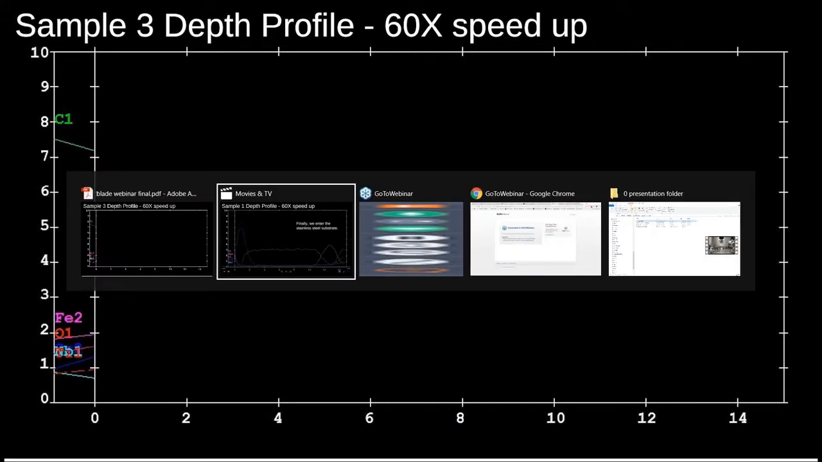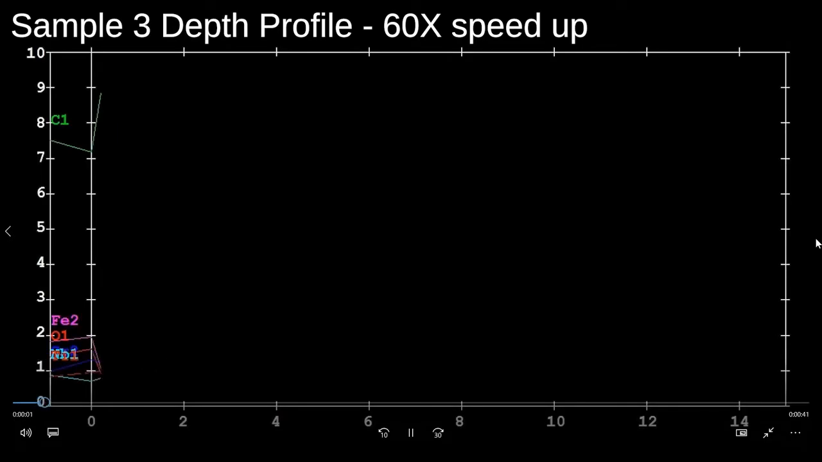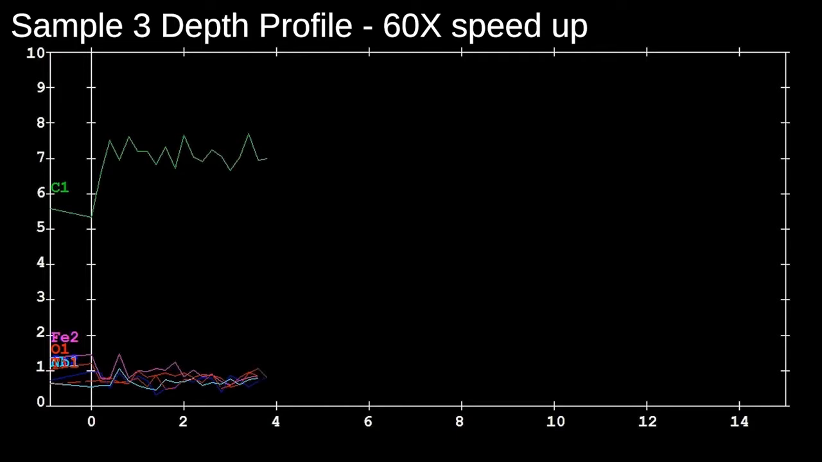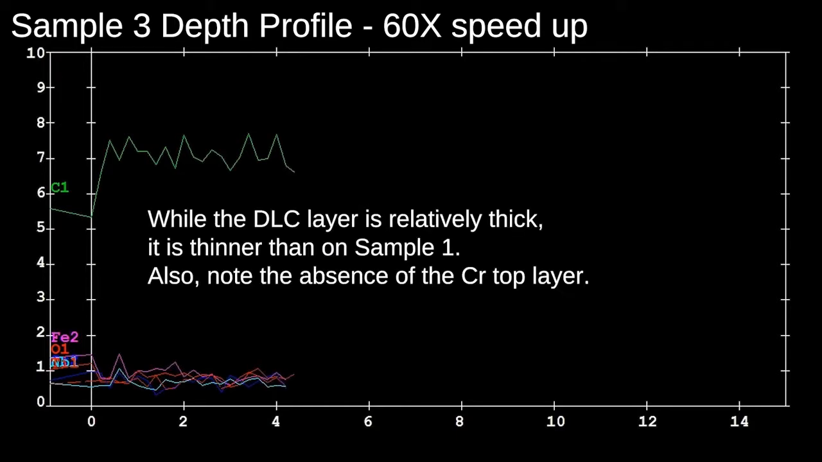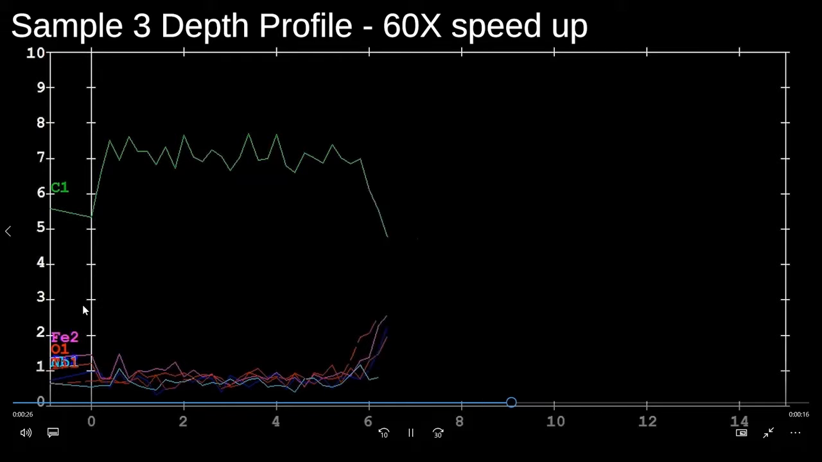So let's just watch one more video because I like them, and hopefully you do too. This is on sample 3. And again, this is sped up 60 times, so instead of 45 minutes, it's 45 seconds. And here we start in a carbon layer. And again, this could be diamond-like carbon or amorphous. I'm going to call it diamond-like carbon because of the application. And while it's relatively thick, it is thinner than on sample 1. And again, also note there was no top layer of chromium here.